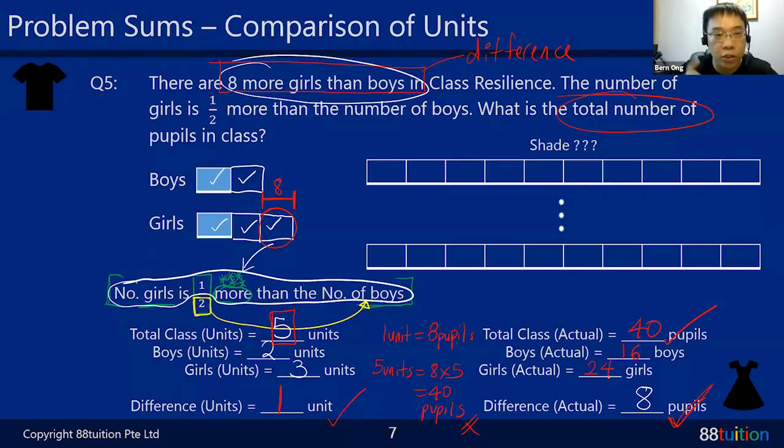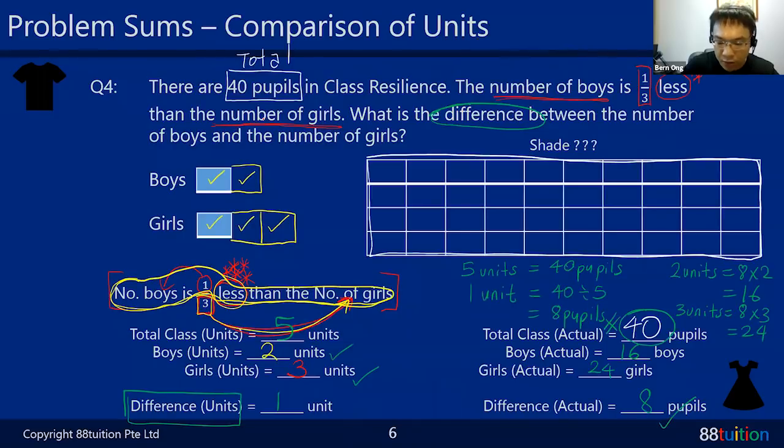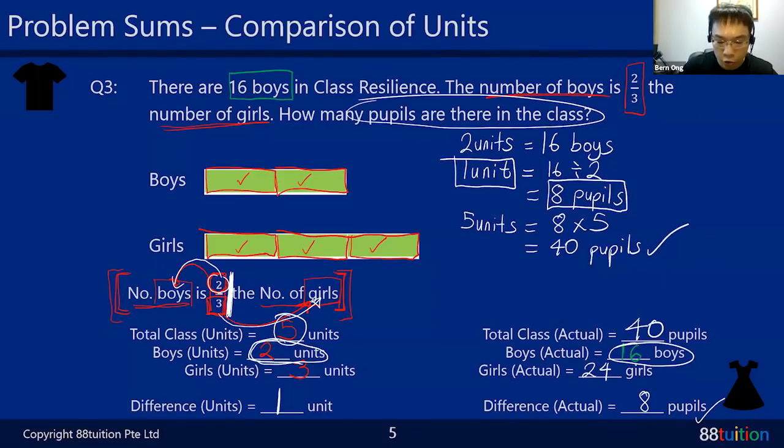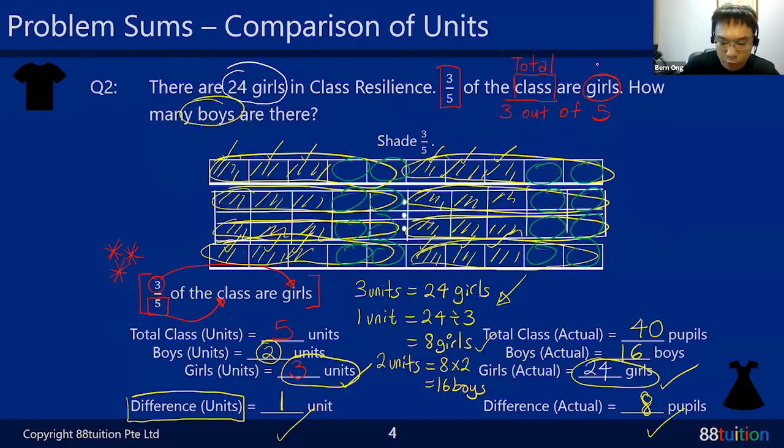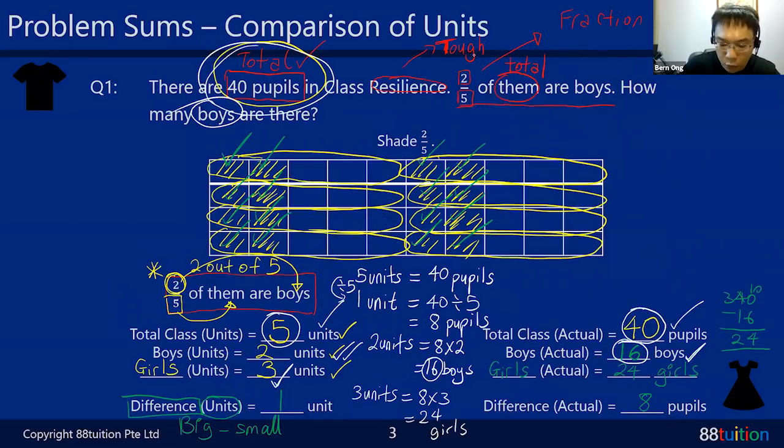Can you see from question 1 to 5, the fractions, the clues, everything is different? Some give you the total, some give you the differences, some give you the fraction. Here, half more. Then question 4, they give you the fraction 1/3 less. Then question 3, they give you 2/3. Then question 2, they give you 3/5 of the class. Then question 1, they give you 2/5 of them are boys. The fractions are different, the clues are different.